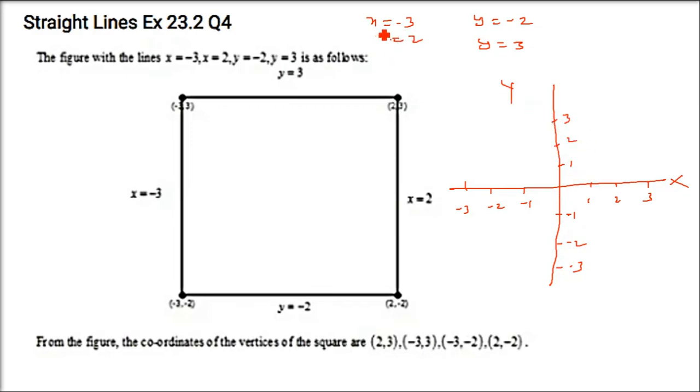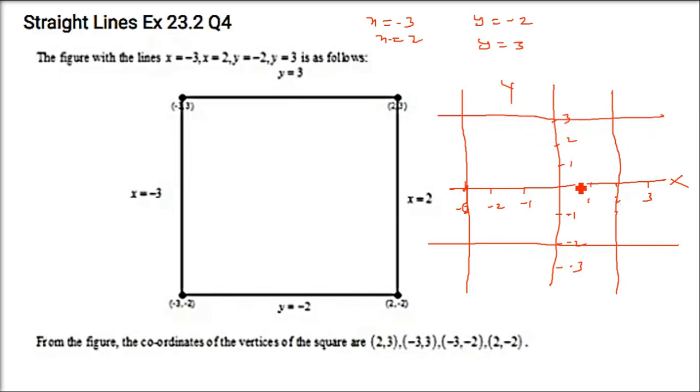Now x equals minus 3 is parallel to the y-axis. So this is the line. Just draw a line which is parallel to the y-axis. Extend this. Now you have x equals 2. So this is 2. Extend this line, x equals 2. Now we have y equals minus 2. Just extend this line, y equals minus 2. And y equals 3, so draw a line from 3.